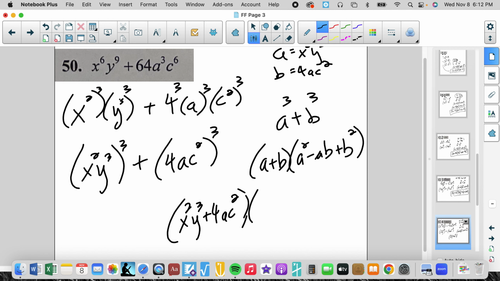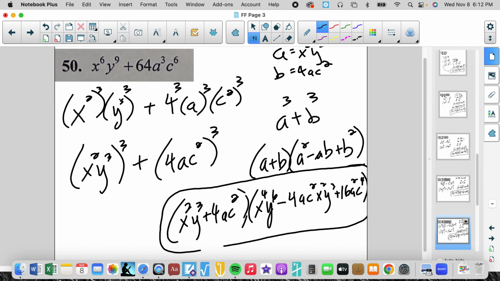Run out of space really quick when we're working these big problems. So a squared is going to be x squared y cubed times x squared y cubed, which is x to the 4th y to the 6th, minus, we're going to multiply x squared y cubed times 4ac squared, which is negative 4ac squared x squared y cubed. And then we're going to square 4ac squared quantity, which is 16a squared c to the 4th.